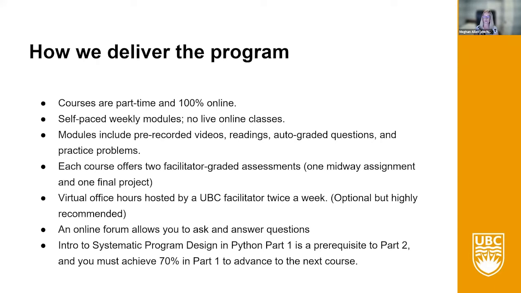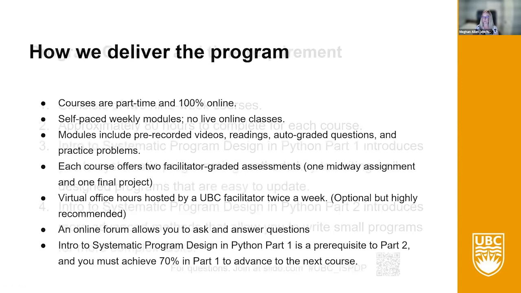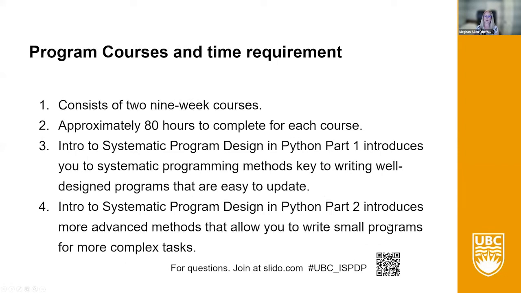As this is a 2-course sequence, the first course is a prerequisite to the part 2 course, and you must achieve 70% in part 1 to advance to the next course. Both of the courses are planned for 9 weeks with that 1-week break in the middle. And our estimate is about 80 hours to complete each course. Now, of course, that varies by the students, but that's our best guess as an average amount of time that it might take.